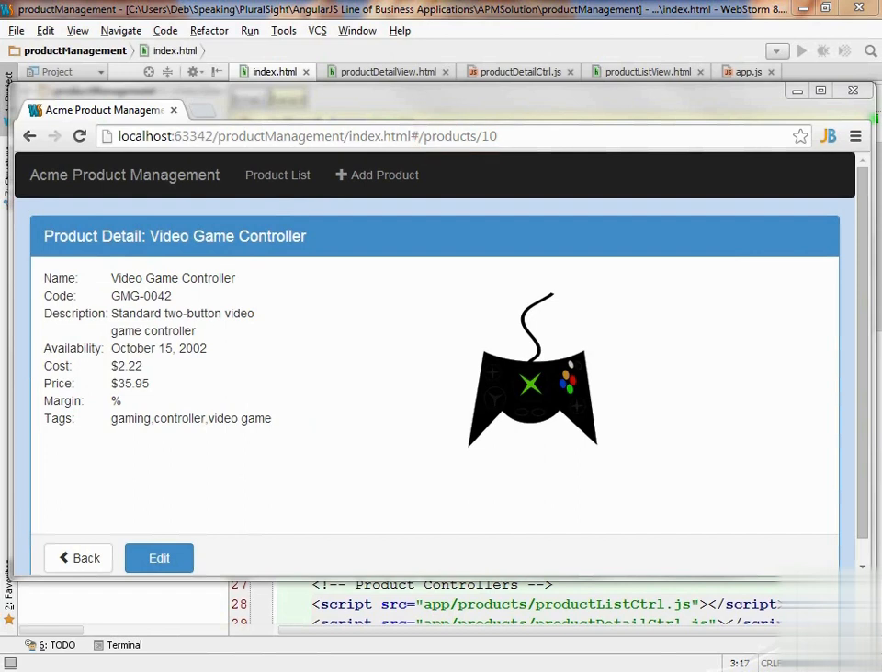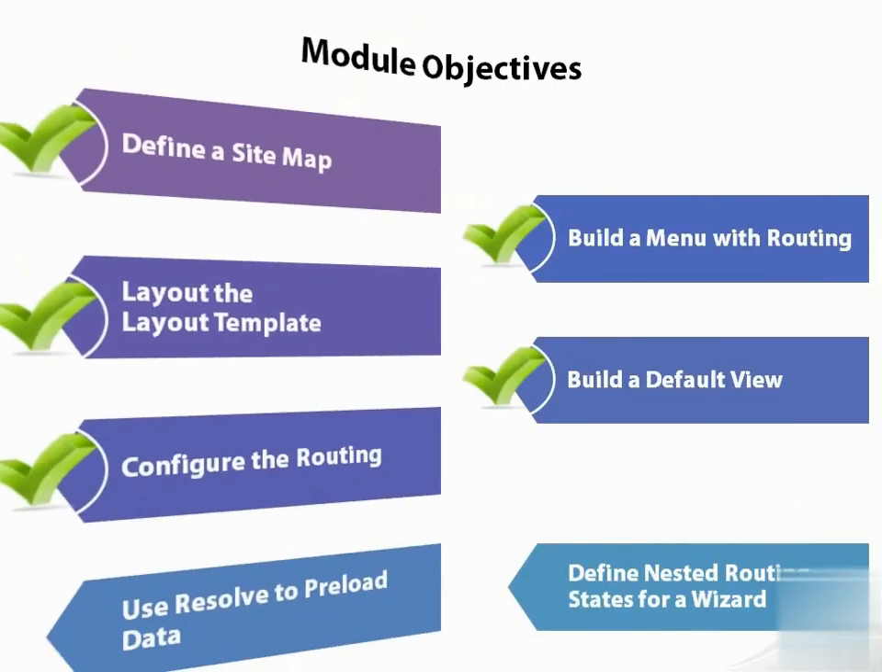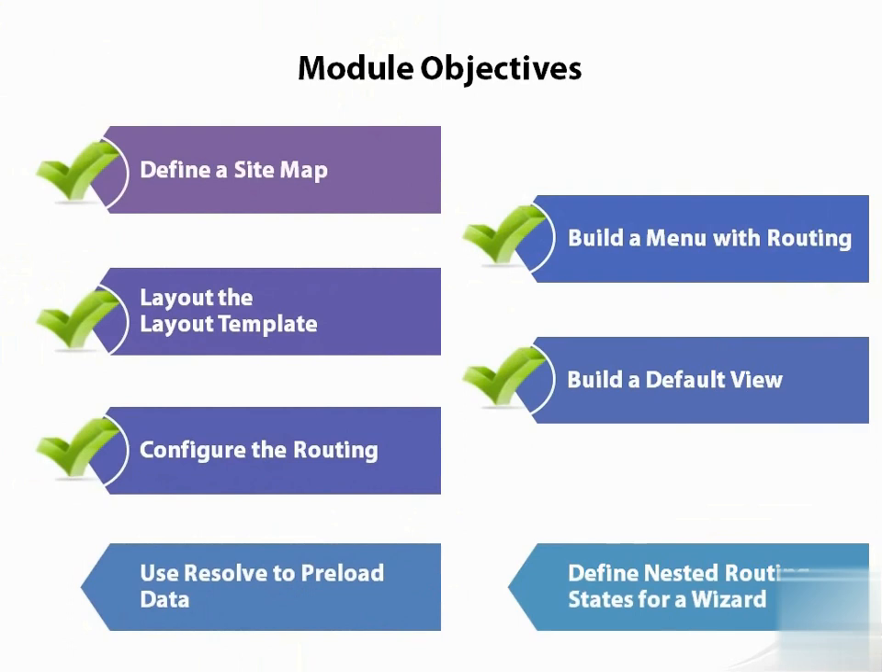Use the resolve property when defining a state to retrieve the data for that state. That ensures that the associated view is not displayed until the data is retrieved and ready. We have just seen how to use the state configuration resolve property to preload data and provide that data to the controller. Now let's change gears and look at nested routing states.